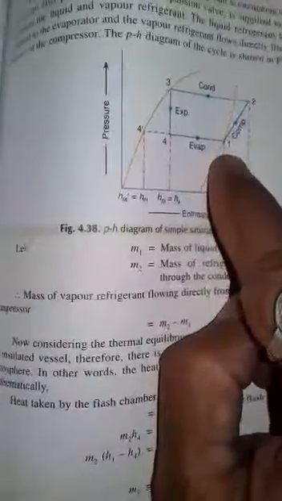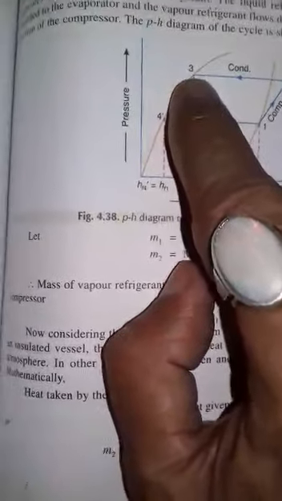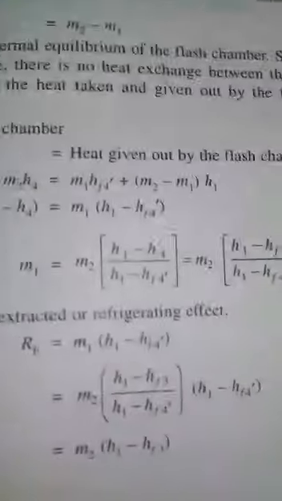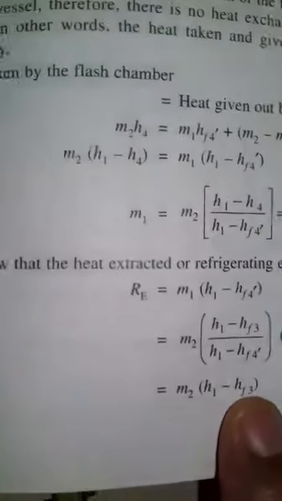H1 minus HF3 is the actual refrigerating effect from H1 to 4, and here the enthalpy is equal to the liquid enthalpy at point 3. So it is given that the refrigerating effect is M2 into H1 minus HF3. Okay, so this is the cooling effect.